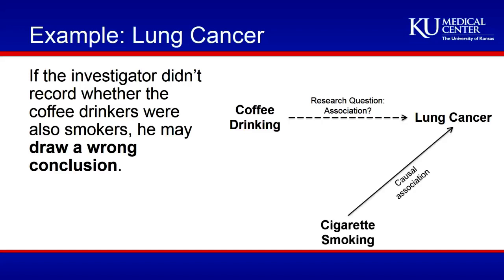However, if we didn't record other potential sources of variation in lung cancer risk, we're probably going to draw an incorrect conclusion, or at least our chances of drawing an incorrect conclusion are higher. The problem is we know that cigarette smoking has a causal association with lung cancer. It's known. So if we were doing this study, knowing that, we should have recorded that, right? And that would allow us to at least tease out the effects of cigarette smoking from coffee drinking.